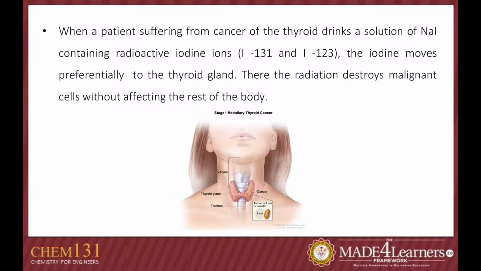Another use of a radioactive substance is radioactive iodine, which is also used to treat cancer, no? When a patient is suffering from cancer of the thyroid, the patient drinks a solution of sodium iodide, wherein the iodide ions are radioactive, iodine-131 and iodine-123. It moves preferentially, isn't that amazing? It just moves to the thyroid gland. And there, it will destroy the malignant cells without affecting the rest of the body. It's amazing how these things work.